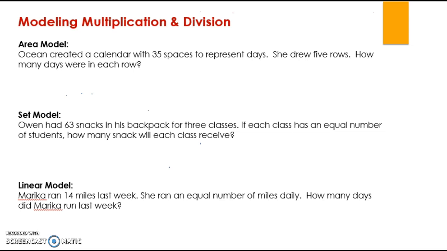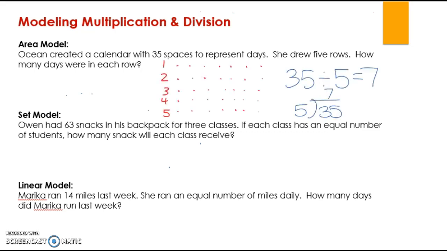If Ocean created a calendar, you might remember this problem, with 35 spaces to represent days. She drew 5 rows. How many days were in each row? Here you see we created 5 rows, and then we counted 1, 2, 3, 4, 5, and continued on 6, 7, 8, 9, 10 until we got to 35. Once we finished that, we noticed that we had 1, 2, 3, 4, 5, 6, 7 in each row. So how many days were in each row? There were 7 days in each row.